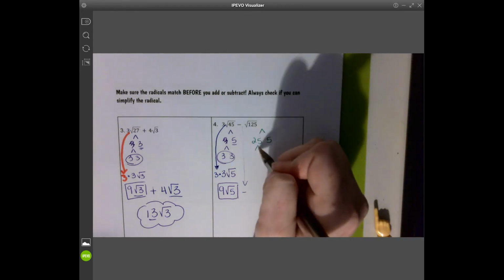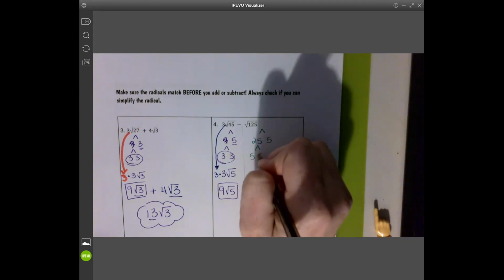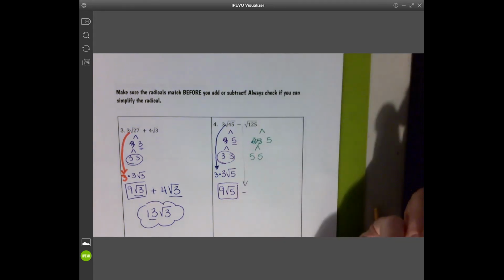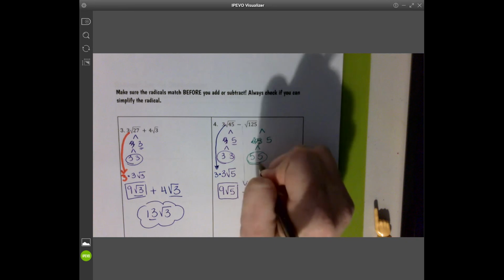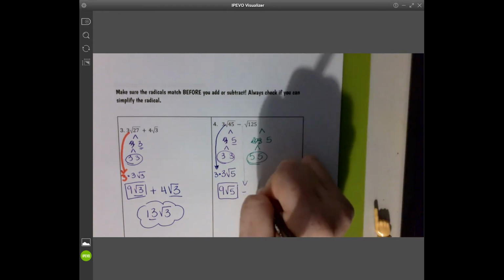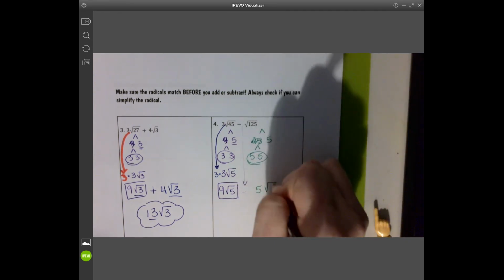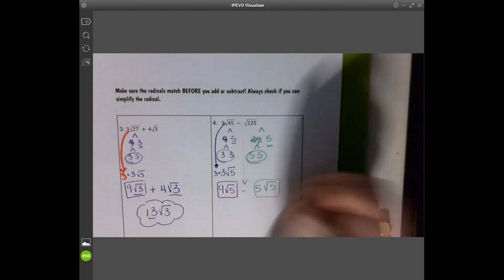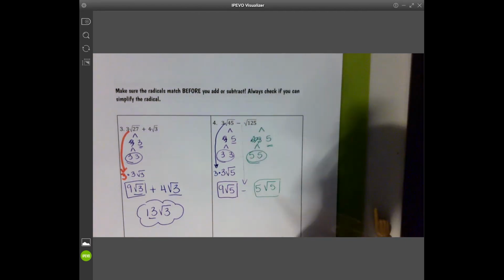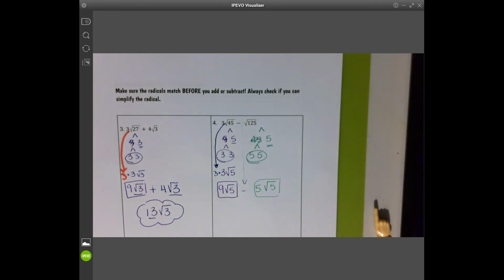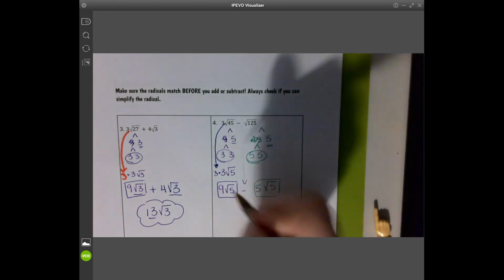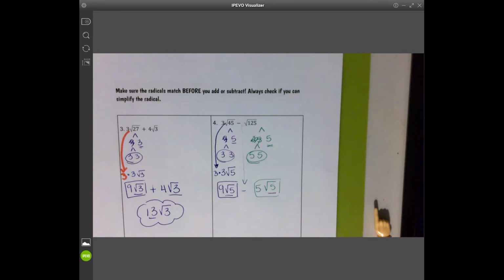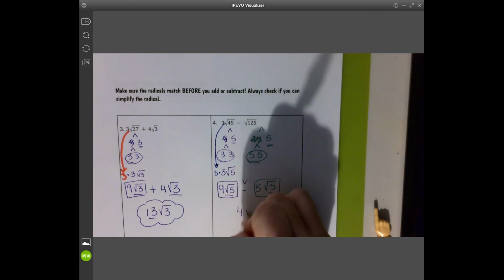So we know that 25 can be broken down to 5 and 5. Cross out that 25. Here we have a pair. So here I have 5 square root of 5. There's no number in front, so I just bring that down. And now we check. We have matching radicals, and now I can combine 9 minus 5. So here I have 4 square root of 5.